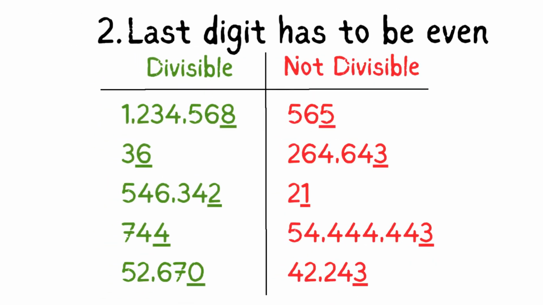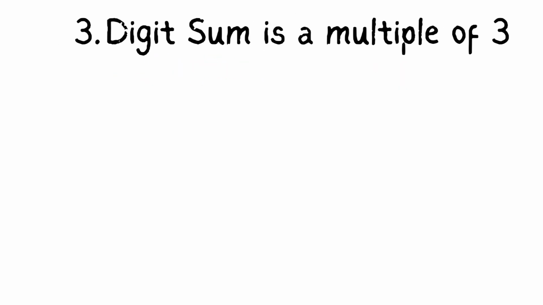The divisibility rule for 2 is also pretty simple. All you have to do is look at the last number, and if it is an even number, like 0, 2, 4, 6, or 8, then it's a multiple of 2. This is where it starts to get interesting.